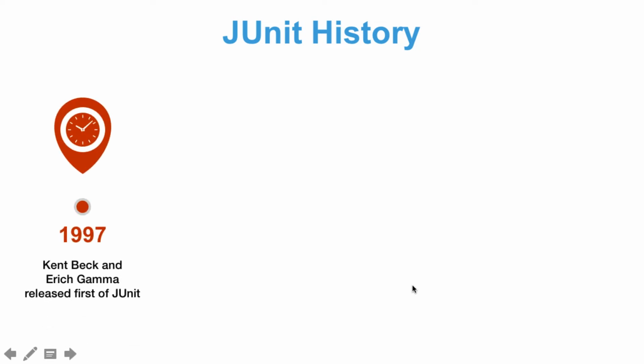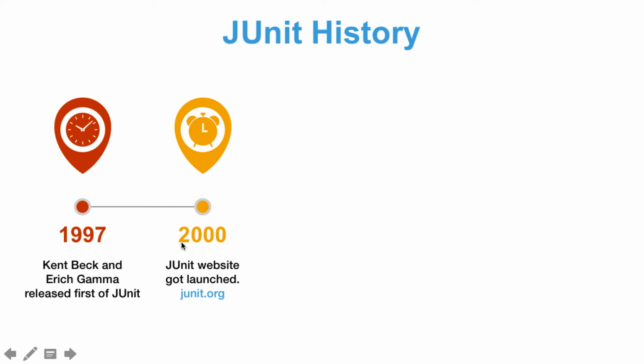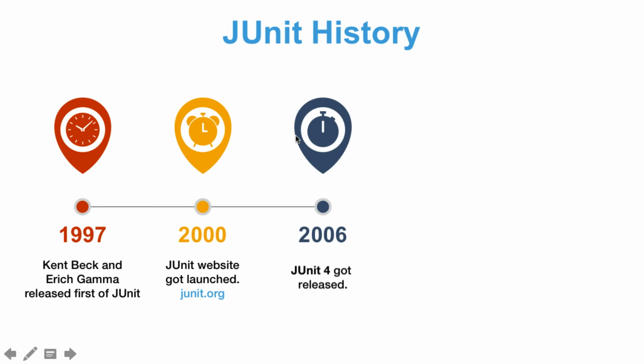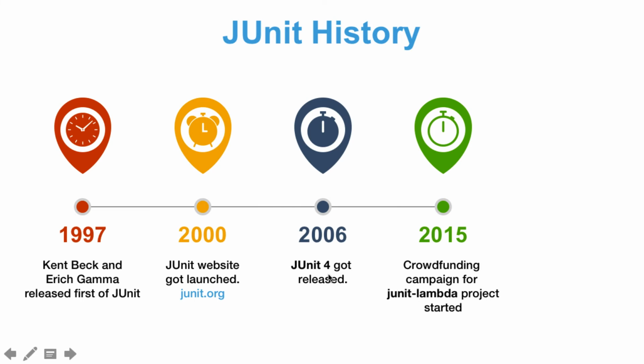Now let's look at the JUnit history. In 1997, Kent Beck and Erich Gamma released the first version of JUnit. Then in the year 2000, the JUnit website was launched, which was junit.org. In the year 2006, JUnit 4 was released, which was a major version in JUnit history. And then for a decade, developers used JUnit 4 as the Java unit testing framework.